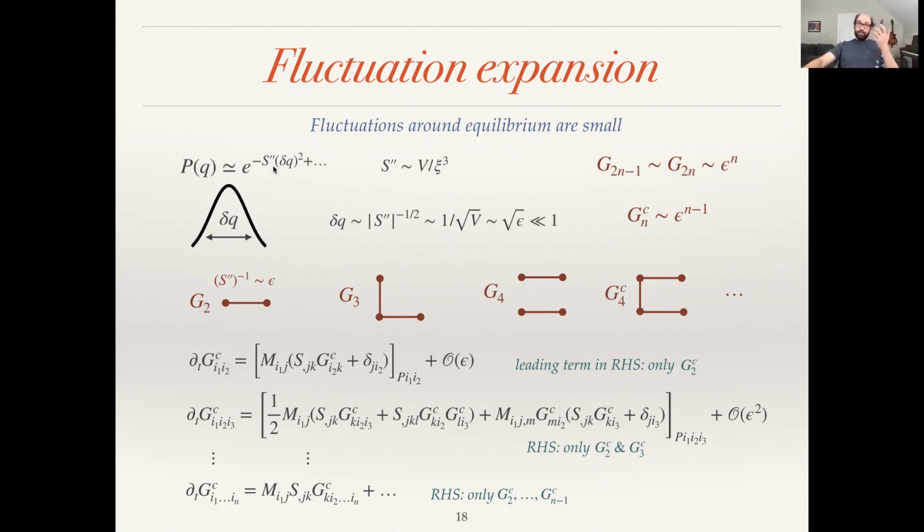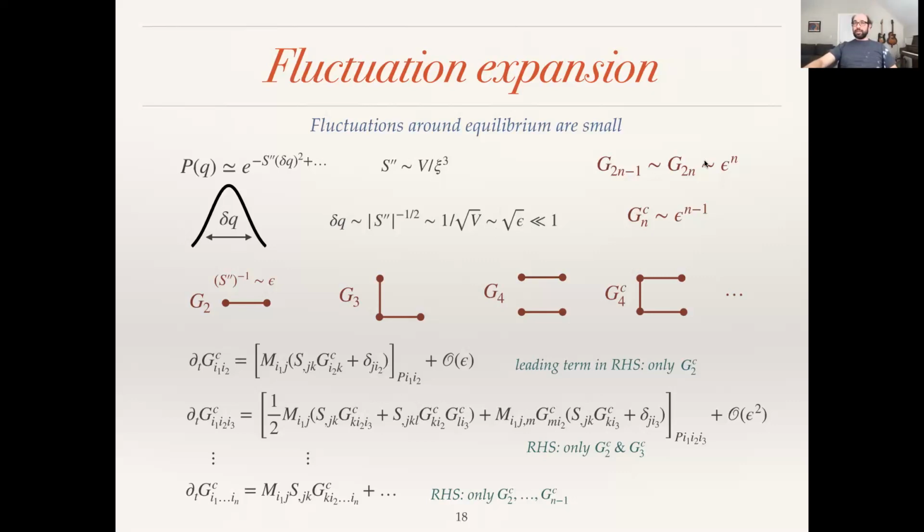So these deviations from equilibrium, which I call delta Q here, are suppressed by the second derivative of the entropy to the power 1/2, and entropy scales with the volume. Therefore, each deviation from equilibrium delta Q is small, which I quantify by epsilon, which is the inverse volume. So this epsilon has nothing to do with the epsilon expansion of RG. It's just a small number.